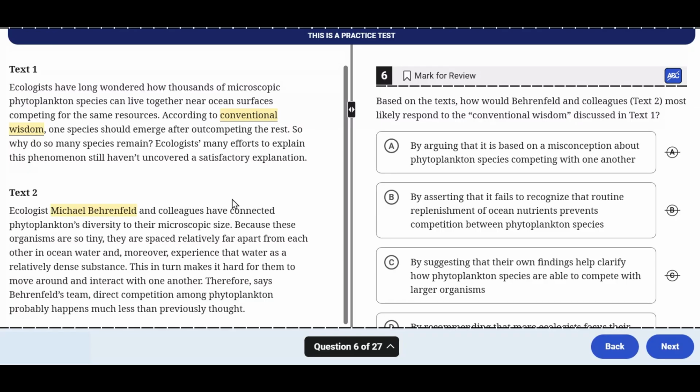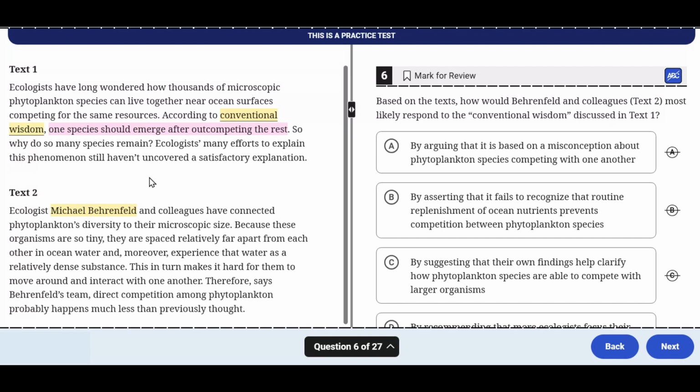Ecologists have long wondered how thousands of microscopic phytoplankton species can live together near ocean surfaces competing for the same resources. According to conventional wisdom, one species should emerge after outcompeting the rest. Okay, so that's according to conventional wisdom there. So why do so many species remain? Ecologists' many efforts to explain this phenomenon still haven't uncovered a satisfactory explanation.